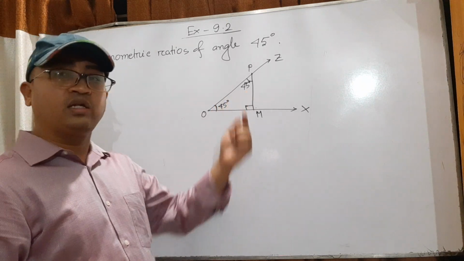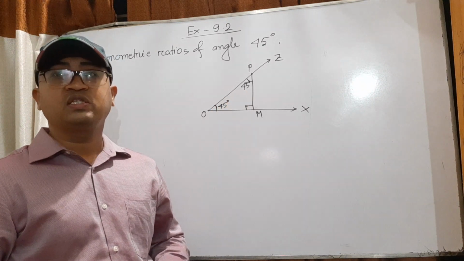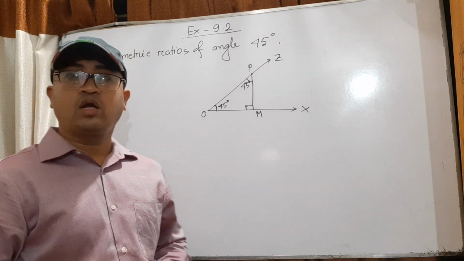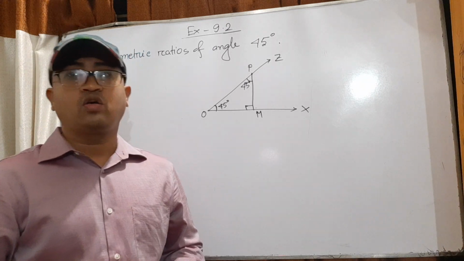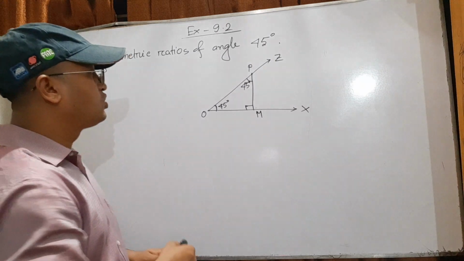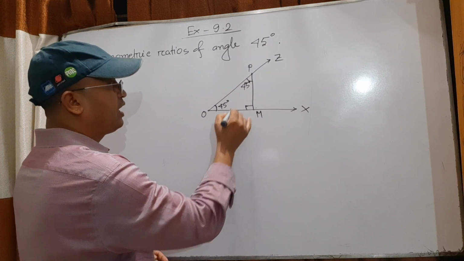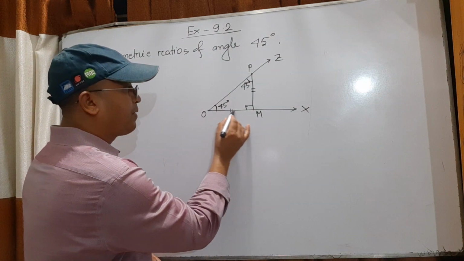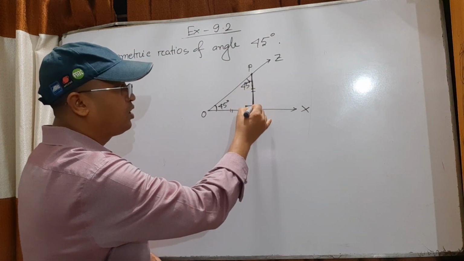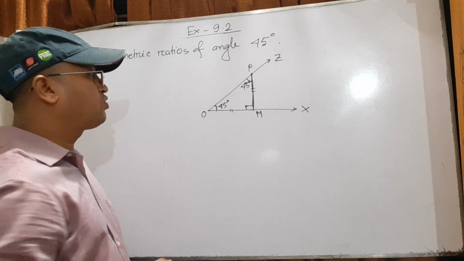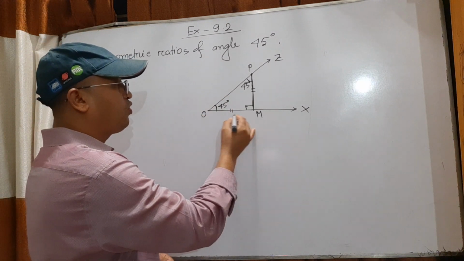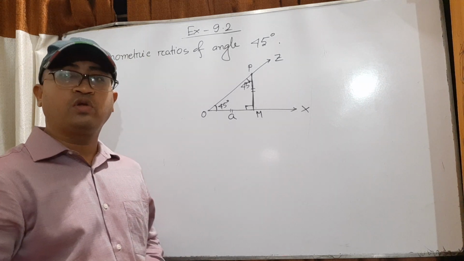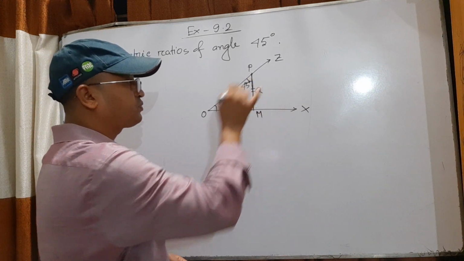If these two angles are equal, what will it be? The opposite sides also will be equal. By a theorem we know, if two angles of a triangle are equal, their opposite sides are also equal. So OM and PM are equal. Now let OM equal a. So what will PM be? PM also will be a.